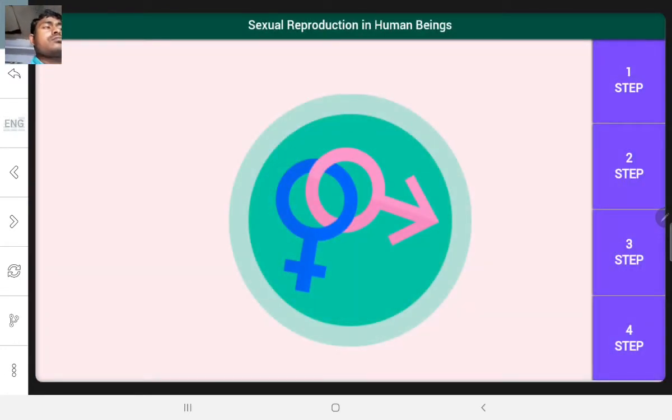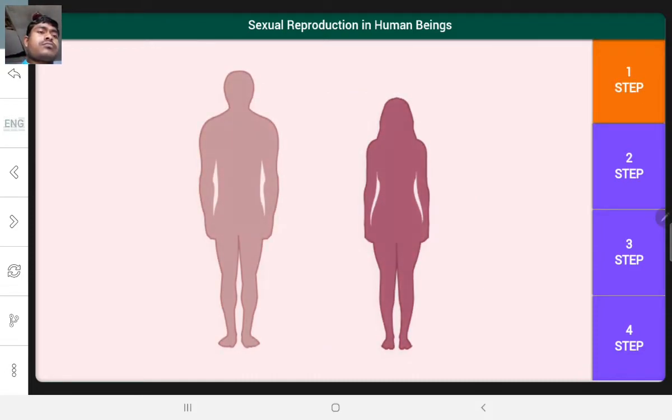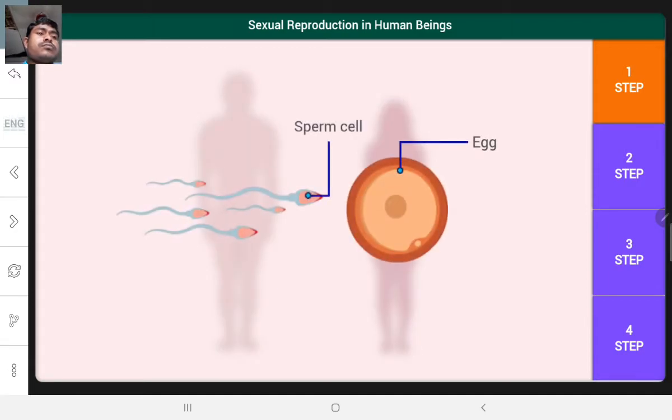Sexual reproduction in human beings means the fusion of male and female cells to form a new individual. Tap on the steps to see the process in detail. The human reproductive process involves a male and a female parent. The male and female both produce cells called gametes. The male gamete is known as sperm, and the female gamete is called an egg.